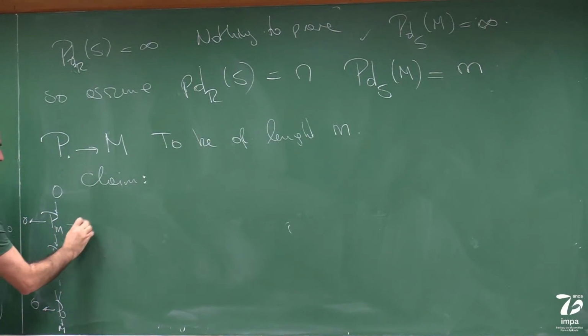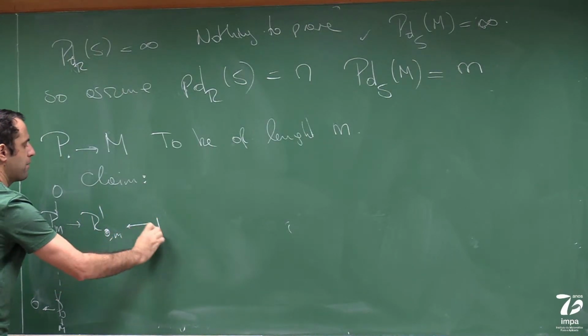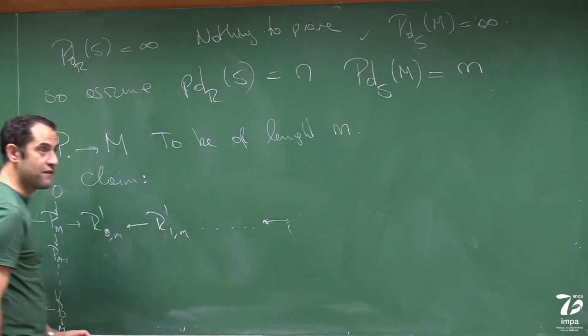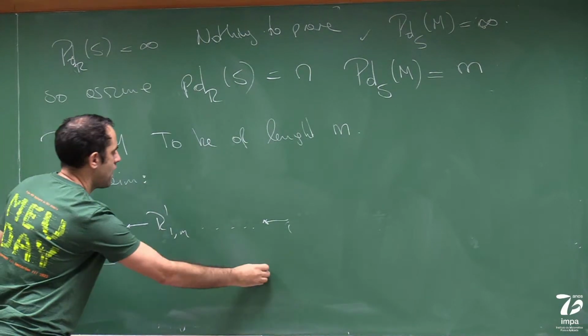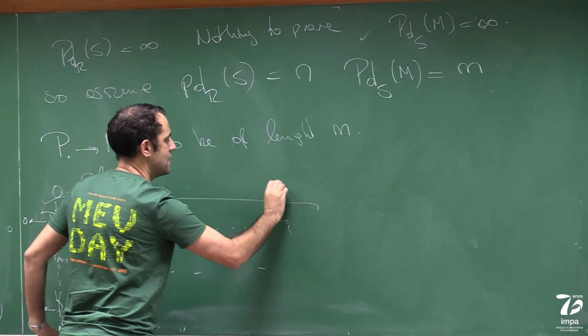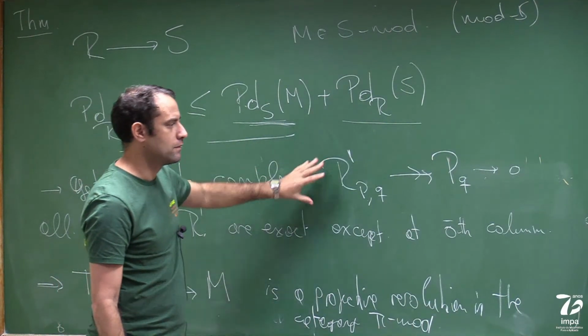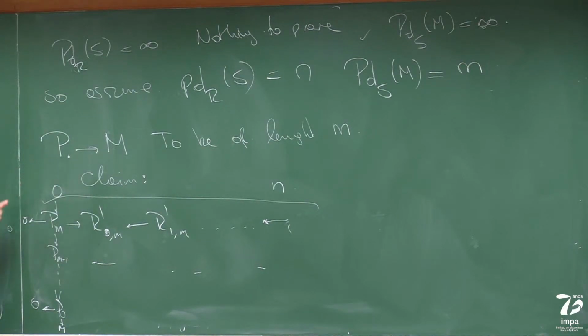The thing that we constructed were this R prime 0m, R prime 1m, and this was infinite. But the claim is that I can actually choose these where all rows are of length n, so that this double complex becomes an n plus 1 times m plus 1 complex, just because I'm starting at 0. So that's the claim, that I can choose these arrows to be of that particular length.